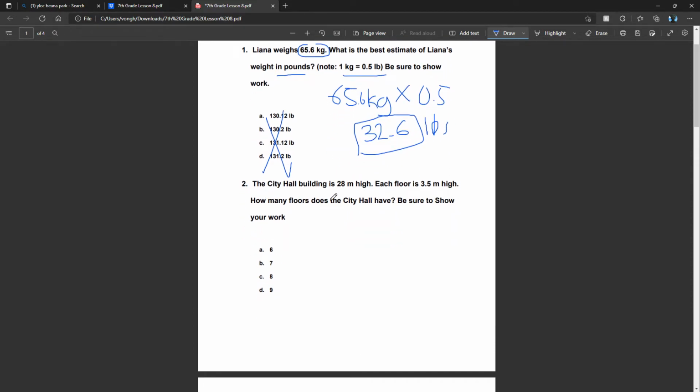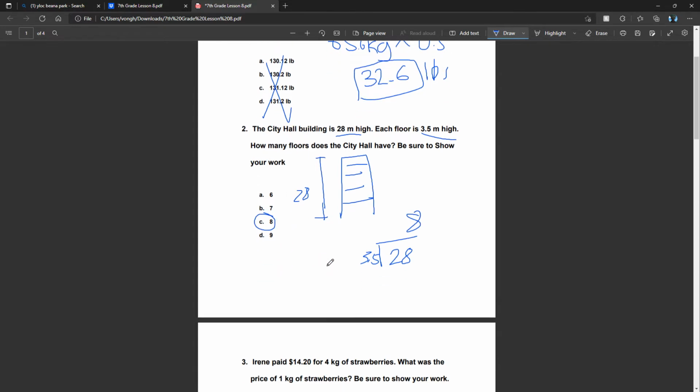So the city hall is 28 meters high. Each floor is 3.5 meters high. How many floors does the city hall have? So all we have to do is do 28 divided by 3.5. And when you divide it, sorry, not 98. 28 divided by 3.5, you should get 8. That's just C, I think.